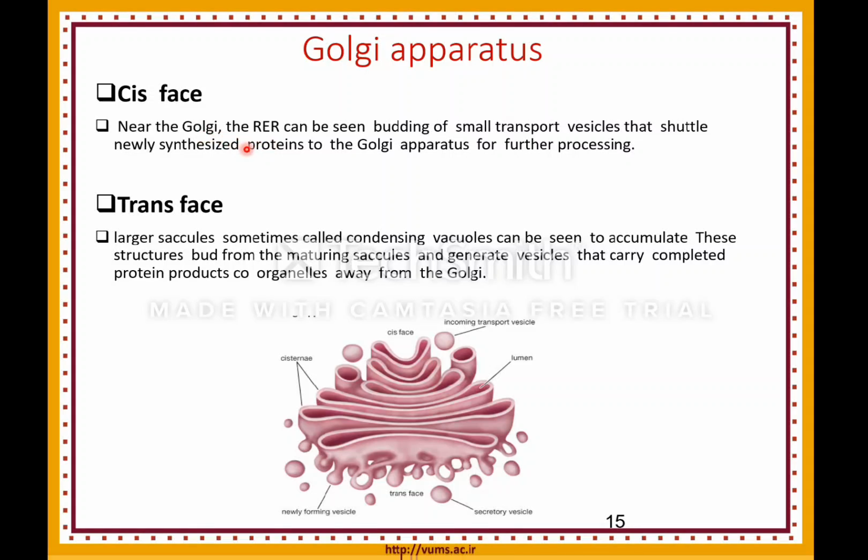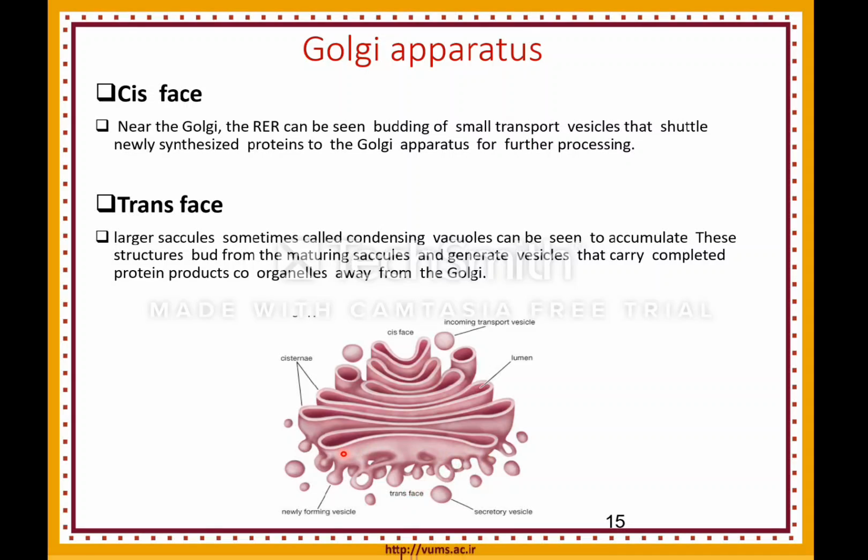At this part of the Golgi, some vesicles bubble from the RER, or maybe from the Golgi apparatus for retrograde transportation. These transport vesicles carry newly synthesized proteins from the RER to the Golgi apparatus at the cis phase for other processes, such as post-translational modification, or maybe for packaging and transfer to other parts of the cell.